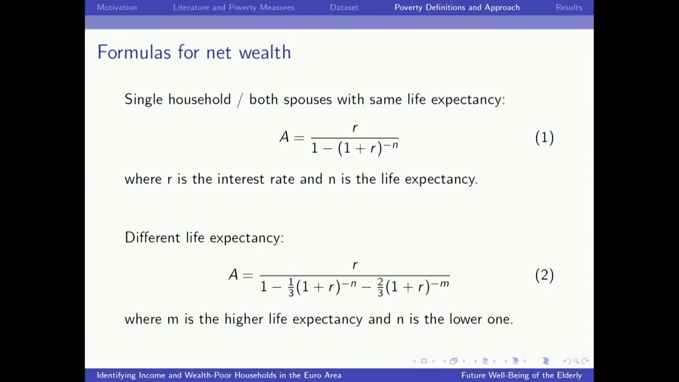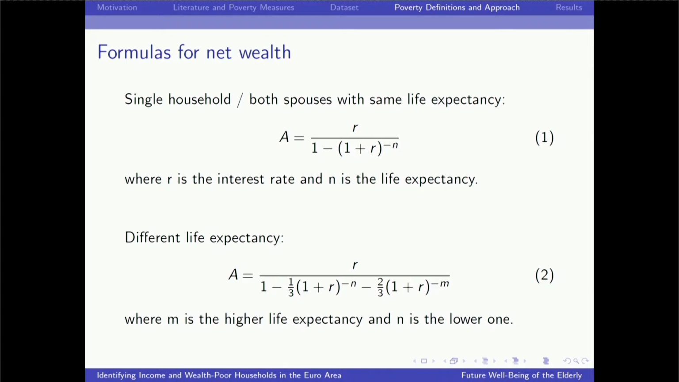And then what's even more realistic, when both spouses have different life expectancies, then this annuity factor is calculated as follows: r over 1 minus 1/3 times (1 plus r) to the power of minus n minus 2/3 times (1 plus r) to the power of minus m. And here m is the higher remaining life expectancy and n is the lower remaining life expectancy. So of course one spouse has a higher life expectancy than the other, okay? So data on life expectancy, by the way, is taken from Eurostat.